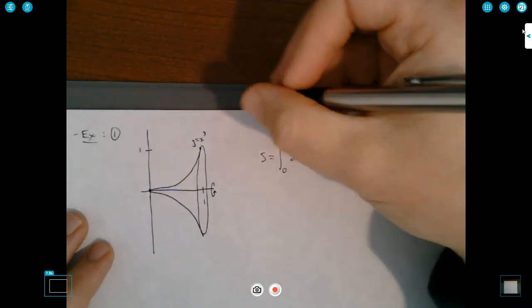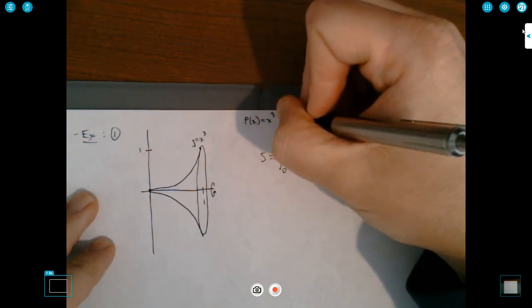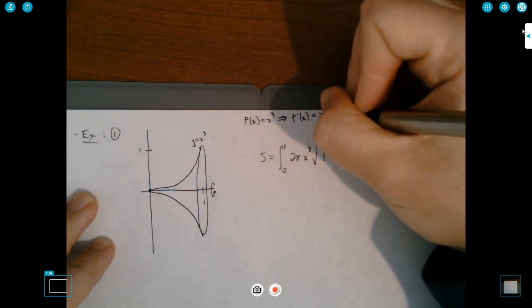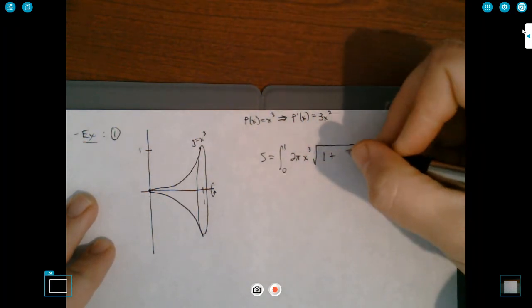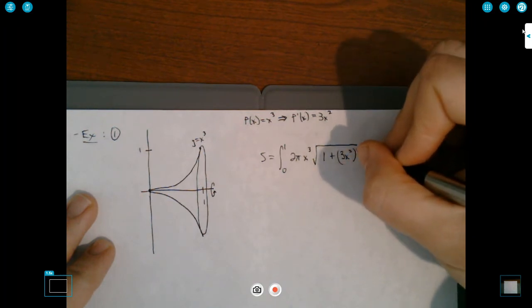So let's see, if f of x is x cubed, then f prime of x is 3x squared, right? So this would be 3x squared squared.